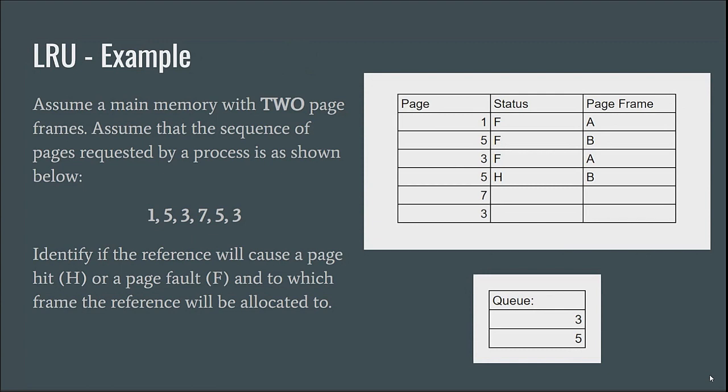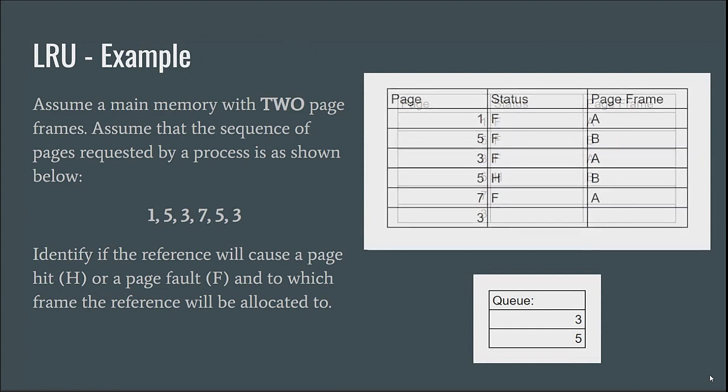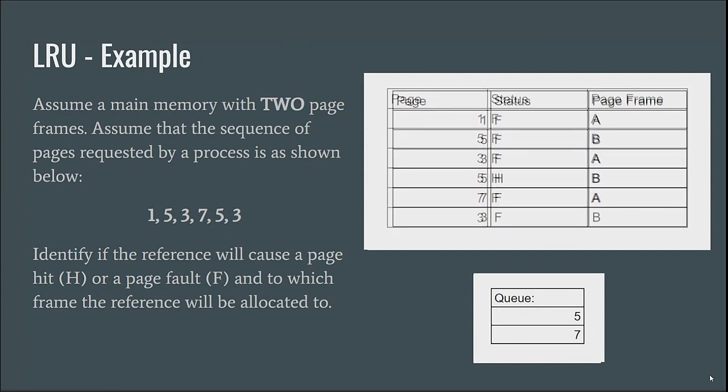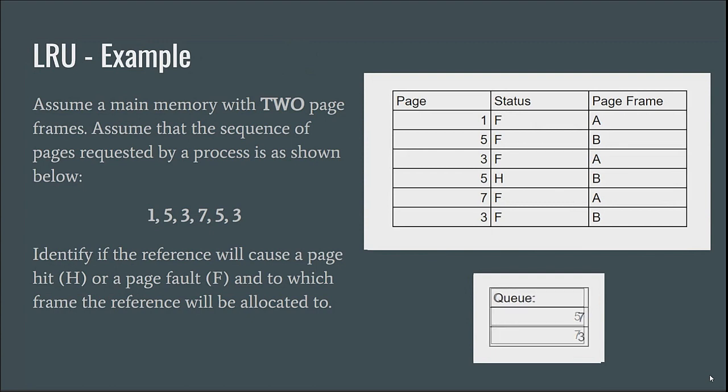So now we go to our next request, which is 7. 7's a fault because it's not in there. We check our queue. What's the first thing that needs to get replaced? It's 3. So we replace that. And now we have our queue of 5, 7. Now the next request is 3, right? Again, it's a fault because we don't have 3 in our page frames. And we replace our 5, since that's the next one in the queue, with 3 to end up with this.